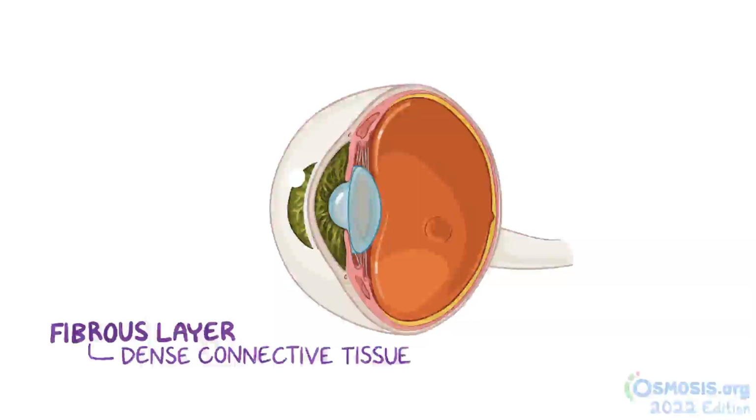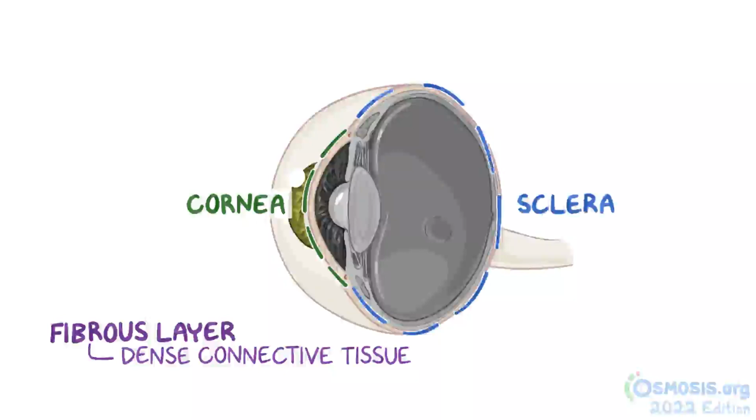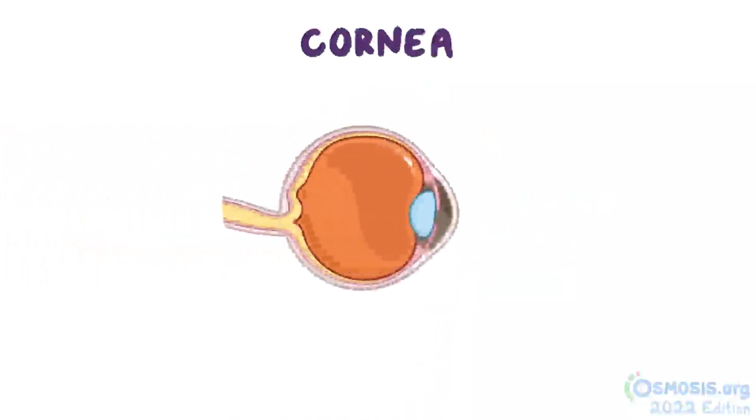This layer has 2 parts, the one that makes the outer layer of the smaller sphere, called the cornea, and the one that makes the outer layer of the bigger sphere, called the sclera. The cornea is transparent and located at the anterior end of the eyeball. It allows light to pass through to the interior of the eyeball.